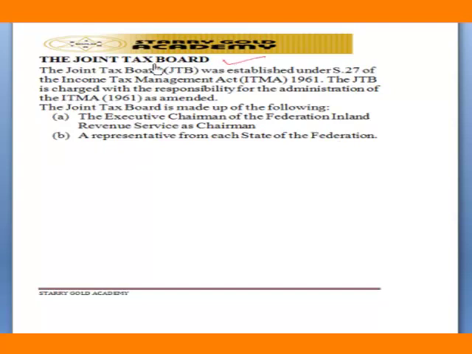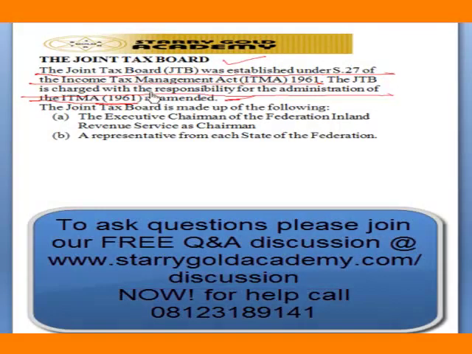JTB, the Joint Tax Board, referred to as the board. The Joint Tax Board was established under Section 27 of the Income Tax Management Act of 1961. As far back as 1961, that was the origin of the Joint Tax Board. But over the years, this act has been amended. The Joint Tax Board is charged with the responsibility for the administration of the Income Tax Management Act. This is what ITMA means, as amended. That's why we have the Income Tax Management Act. It's made up of Company Income Tax Act 1990 and Personal Income Tax Act of 2011.